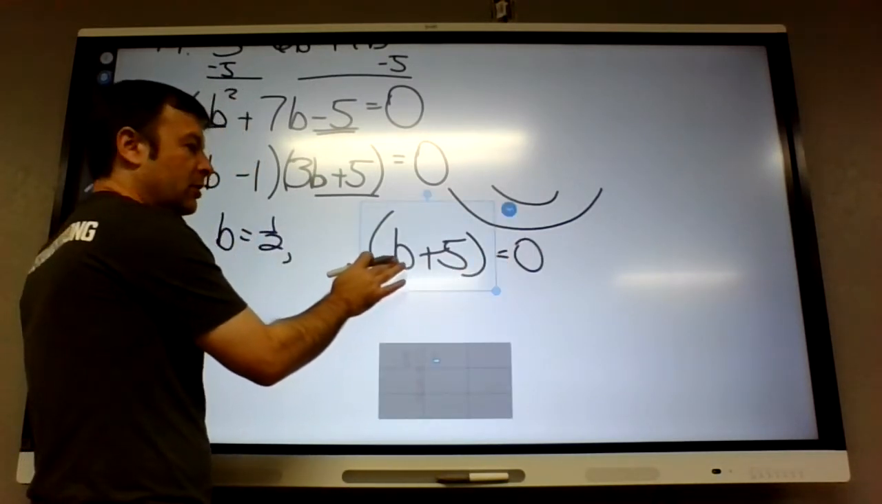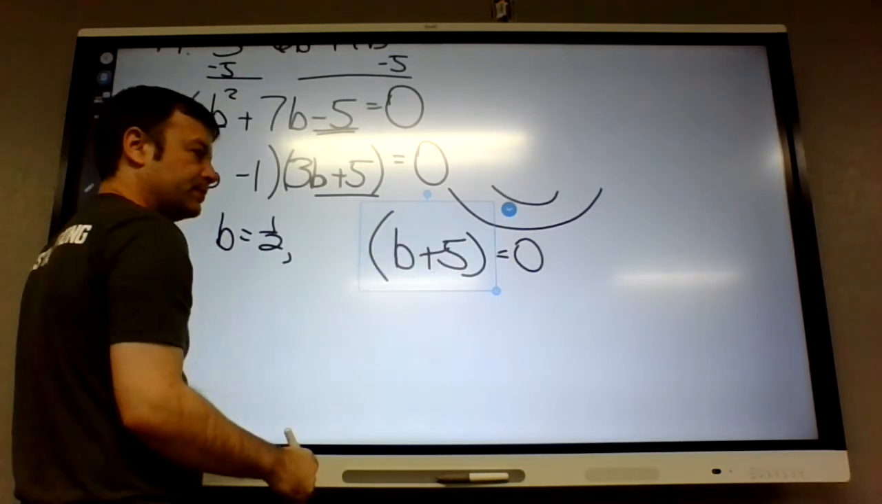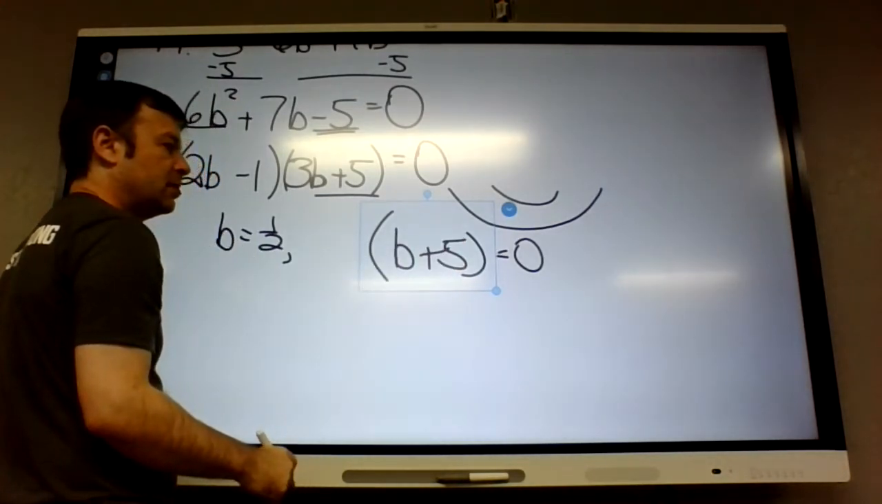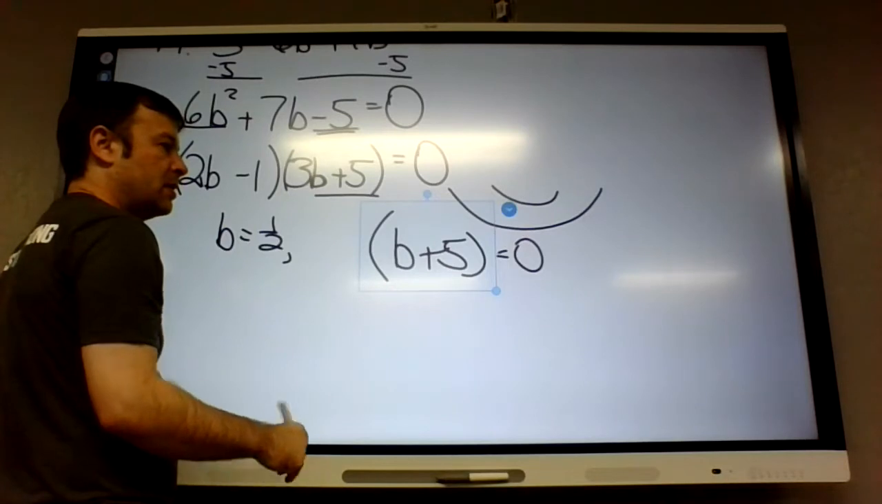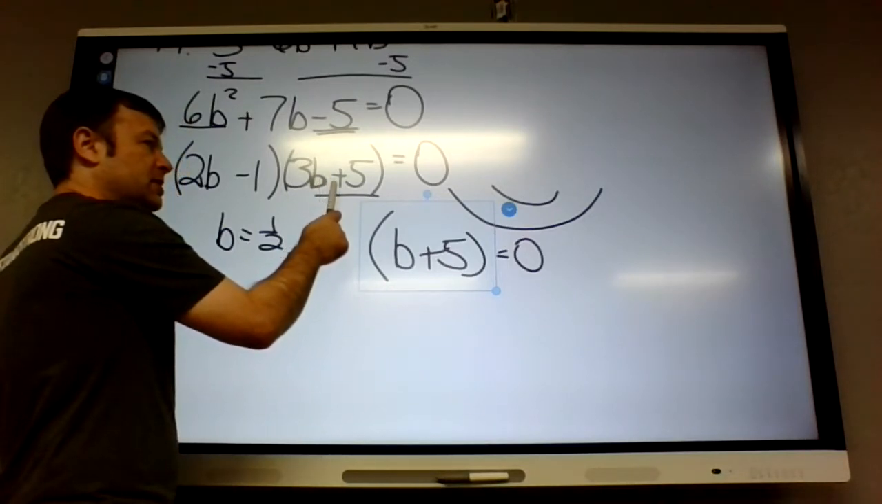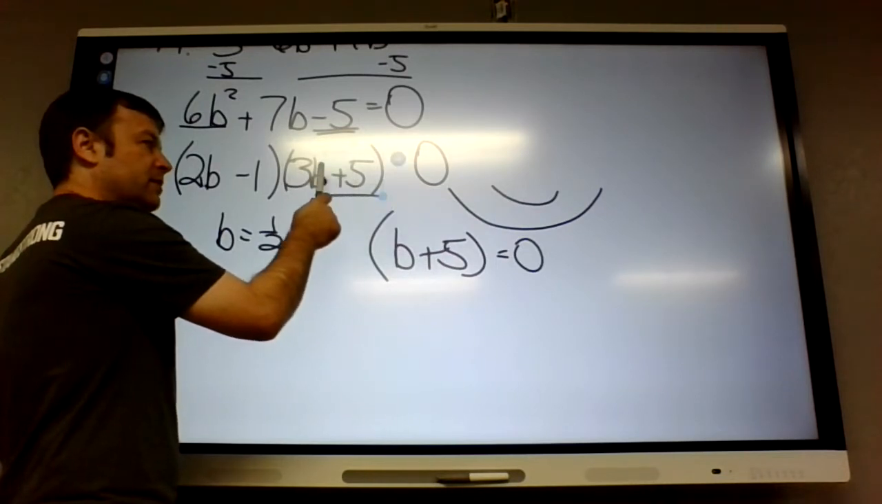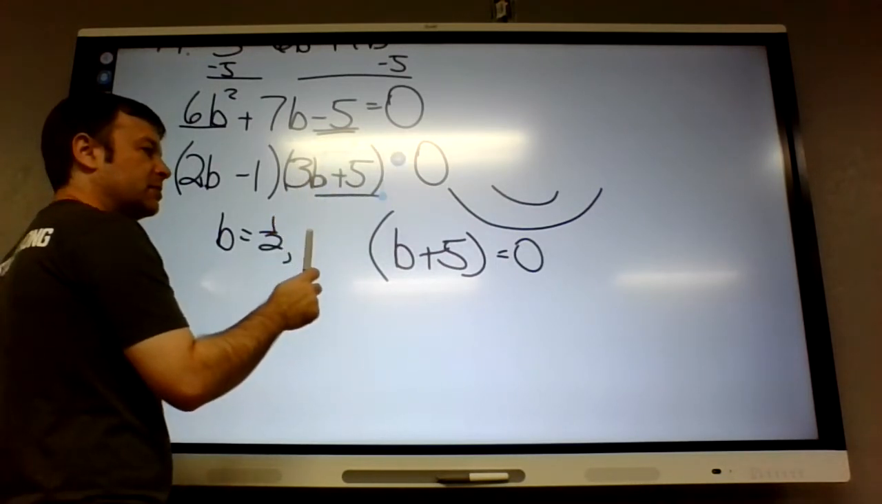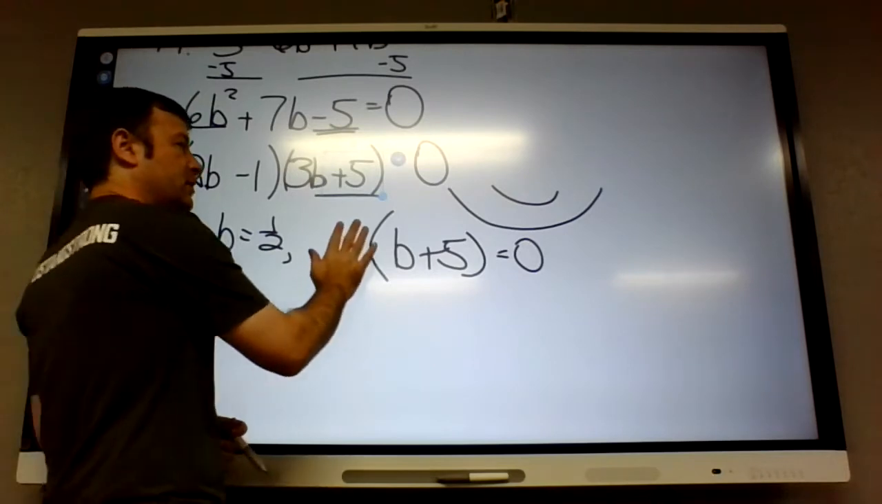What b value would make this 0? That would be like negative 5? Negative 5. So how about this one? It's negative 5 thirds. So negative 5, negative 5 thirds.